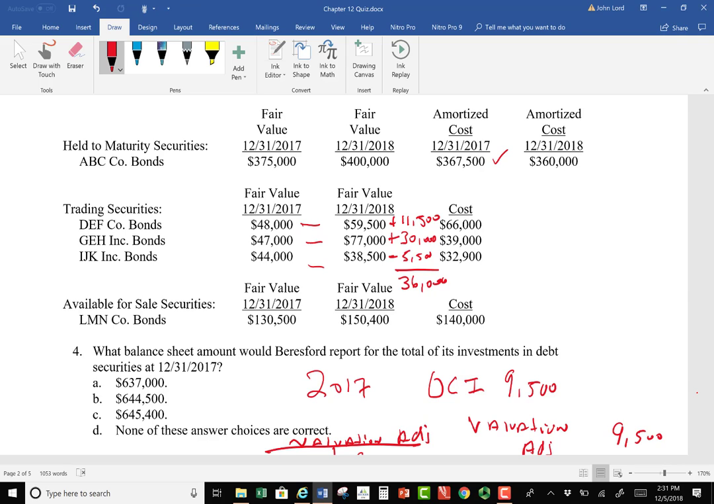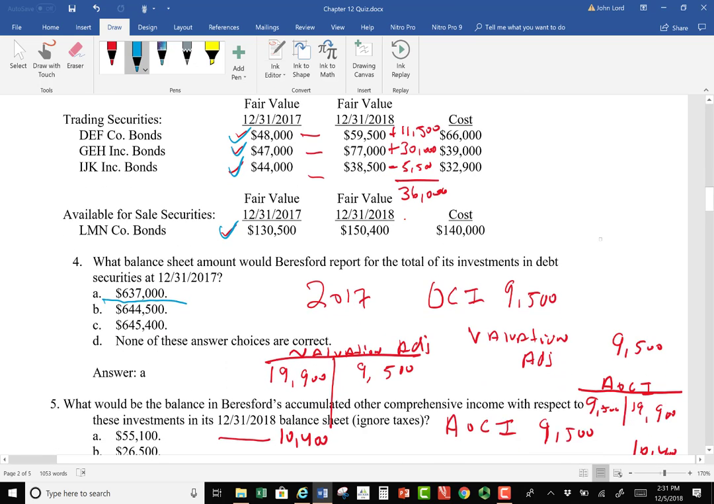Okay, good. When you sit here and you look at the trading securities, is it going to be fair value or cost? Fair value. So I'm going to have to pick up all these amounts, right? For the available for sale, is it fair value or amortized cost? Fair value. So if you add the numbers that I've checked here, this one, this one, this one, this one, and this one, you should get $637,000. Okay? Okay, good.